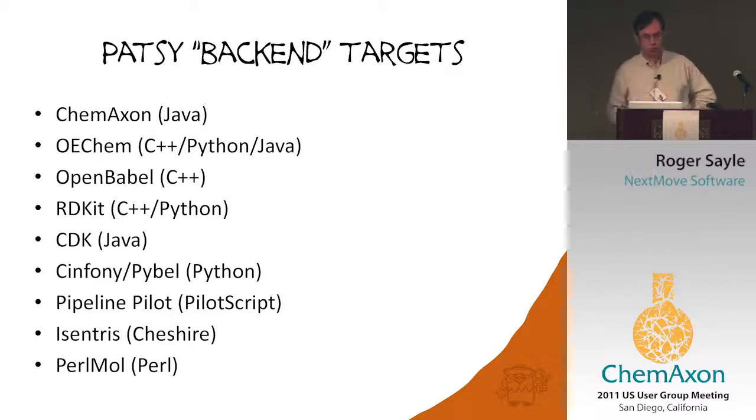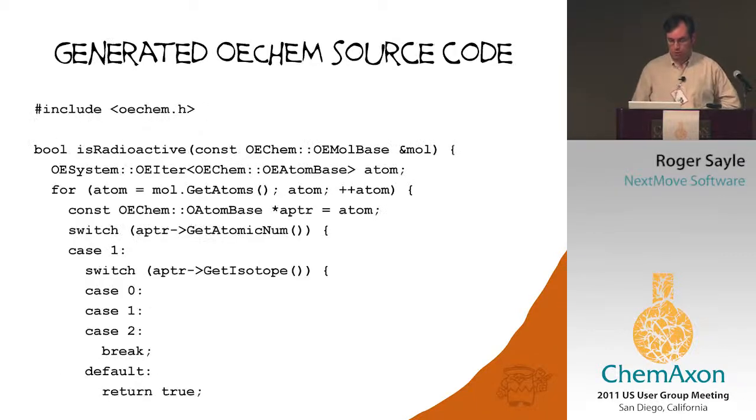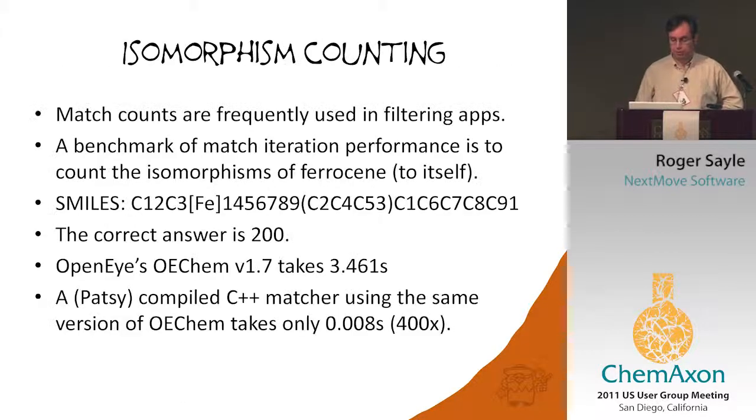We heard talks earlier in the week about large investments made in Daylight that they're now shifting to ChemAxon tools. It turns out this higher level view of generating code allows you to have backends or read the same SMARTS patterns and generate ChemAxon code, OpenBabel code, RDKit, Pipeline Pilot, Central, and so on. So to give an example, here is exactly the same function generated for C++ using OECHEM.